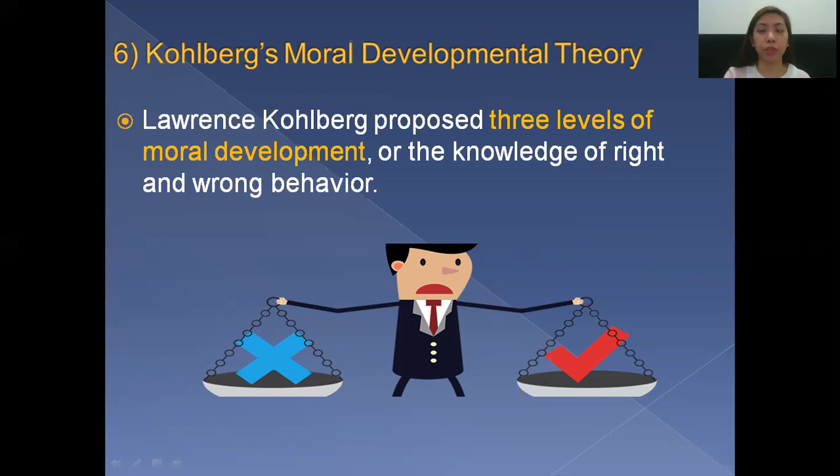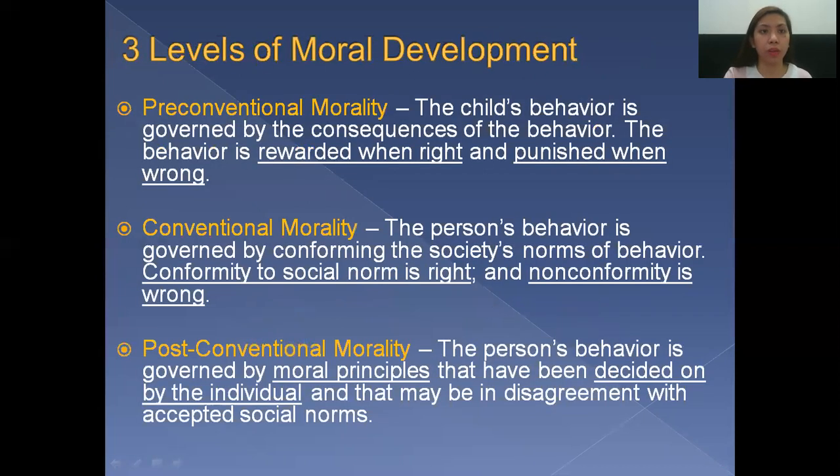He proposed that there are three levels of moral development, or the knowledge of right and wrong behavior. The first level is pre-conventional morality. The child's behavior is governed by the consequences of the behavior. Example, a child who steals a toy from another child and does not get caught does not see the stealing action as wrong.